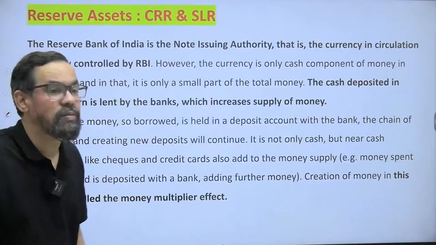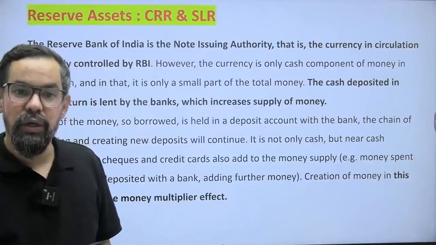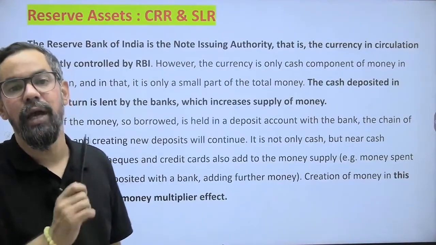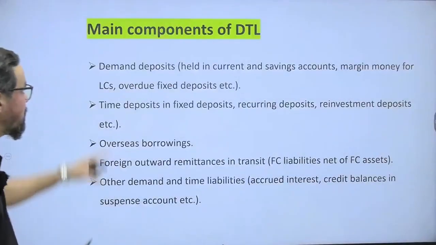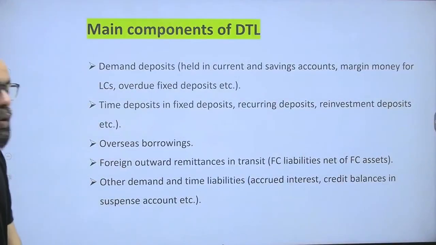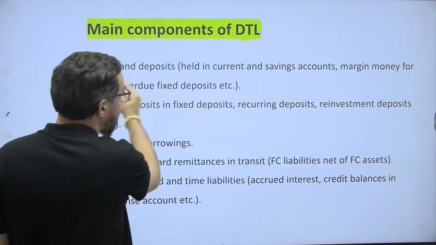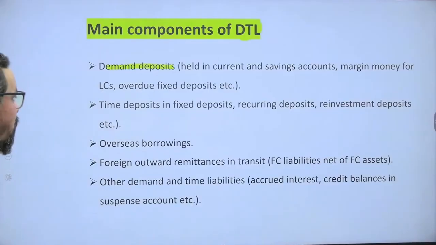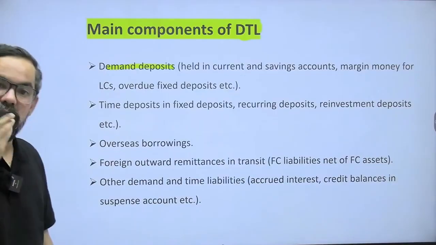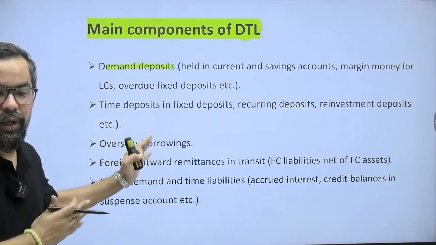Now when it comes to the NDTL, while we compute the NDTL, there are a few items which get excluded from the computation of NDTL. That you have to remember. The main component is DTL, demand and time liabilities: demand deposits held in current and savings accounts, margin money for LCs, overdue fixed deposits. There is a case study around the computation of DTL, even in your book as well. So that is very important.